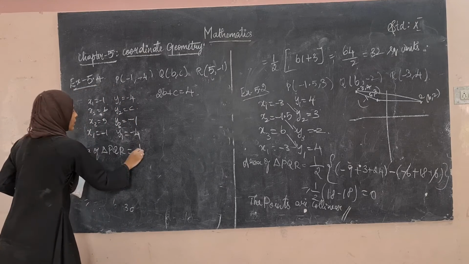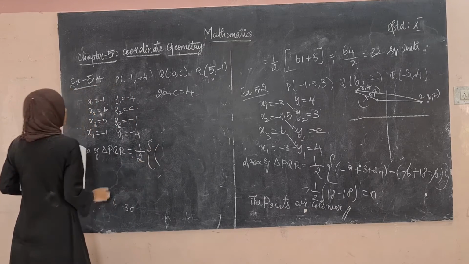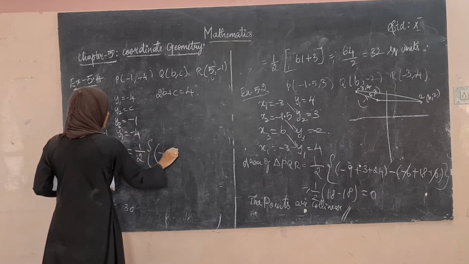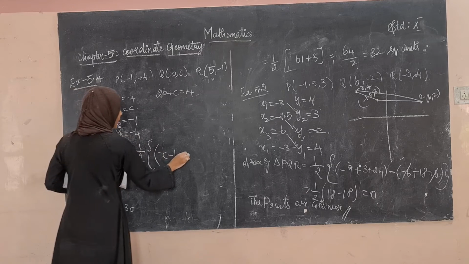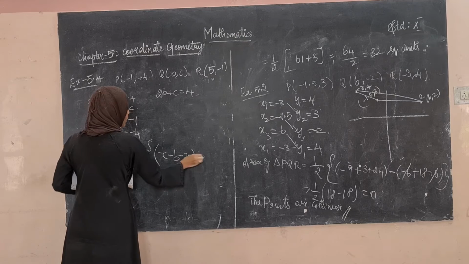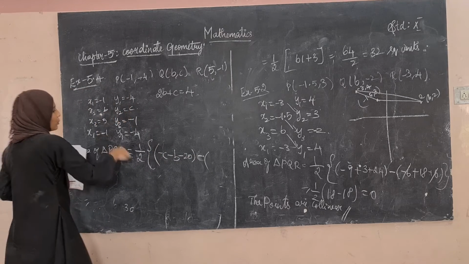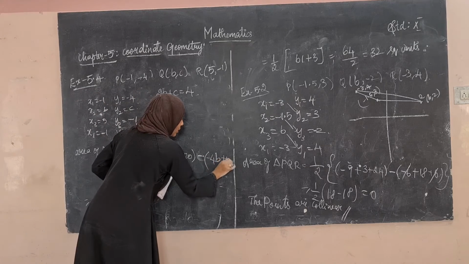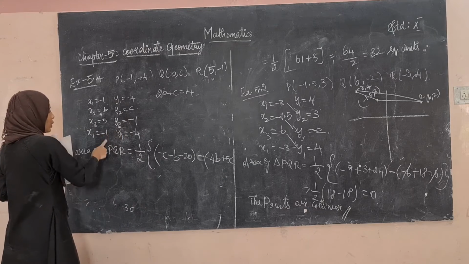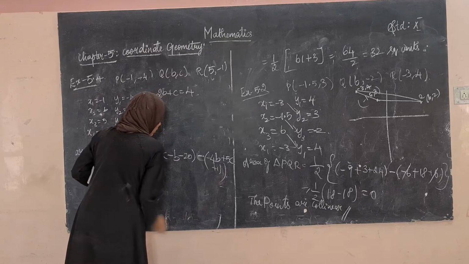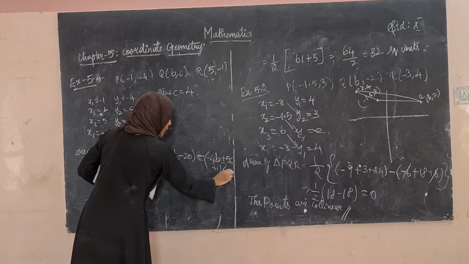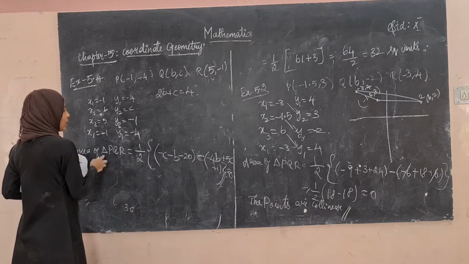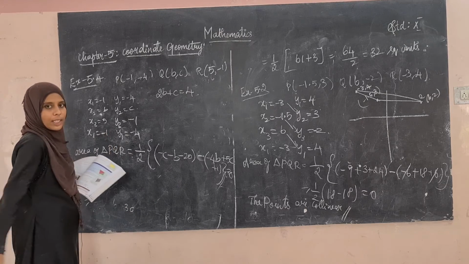Area of the triangle PQR is equal to 1 by 2 into minus 1 into C is minus C, minus 1 into B is minus B, minus 4 into 5 is minus 20, minus of, and again this side minus 4 into B is minus 4B, C into 5 is plus 5C, minus 1 into minus 1 is plus 1, equal to 0. Yes, because why we are equating this to 0 is because the given points are collinear. In the question they have given that the points are collinear.